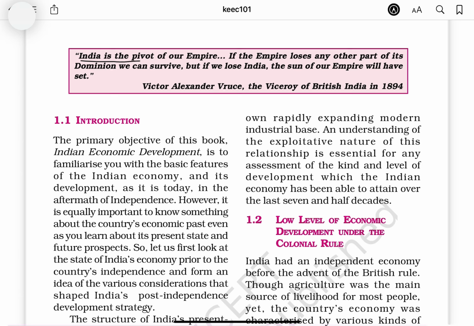India is the pivot of our empire. पिवोट क्या होता है? एक मिडल लाइन है। If the empire loses any other part of its dominion, we can survive. But if we lose India, the sun of our empire will have set.